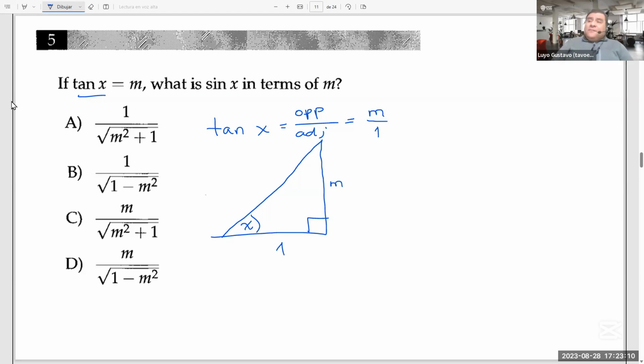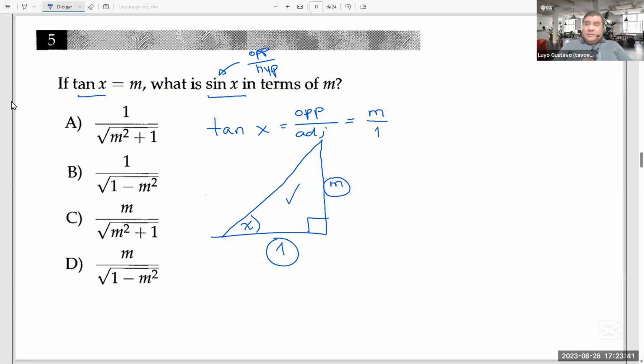But if these are the two legs of this right triangle, then what would be the hypotenuse? And why do we need to calculate the hypotenuse? Because we are being asked to calculate the sine of x, and the sine is defined as the quotient of the opposite side divided by the hypotenuse. So let's first calculate the hypotenuse in terms of 1 and m.